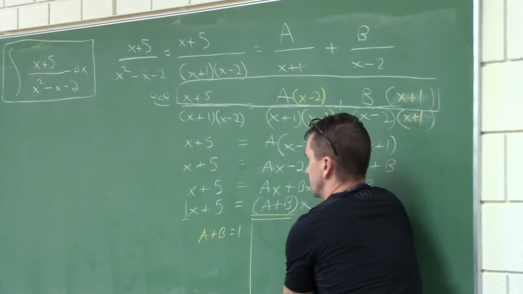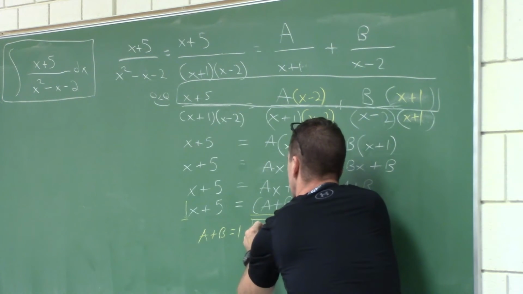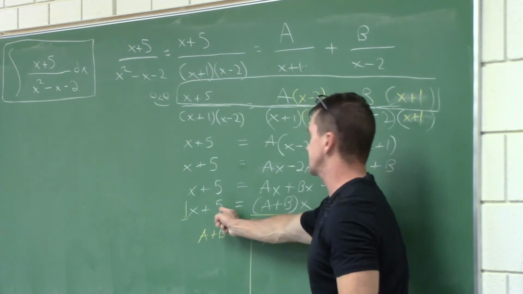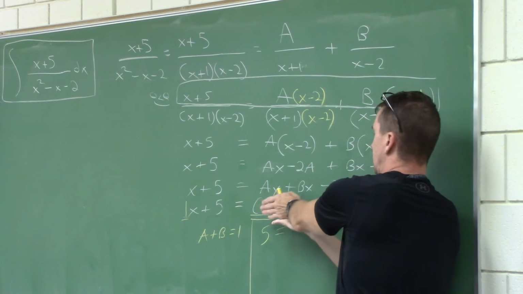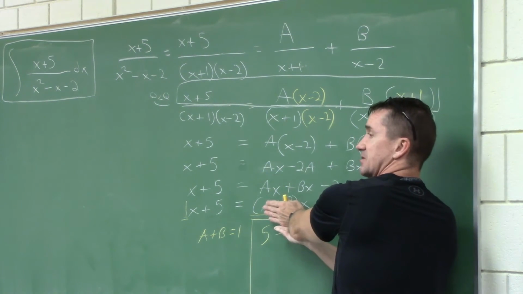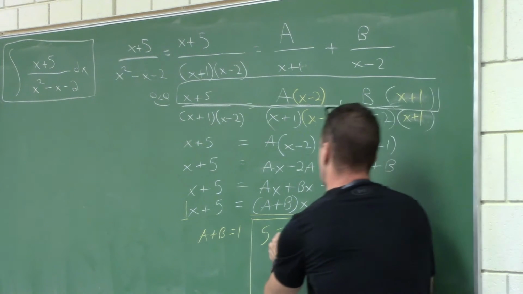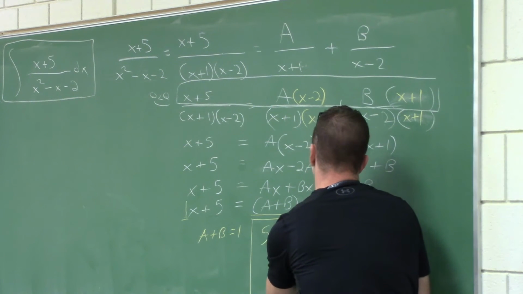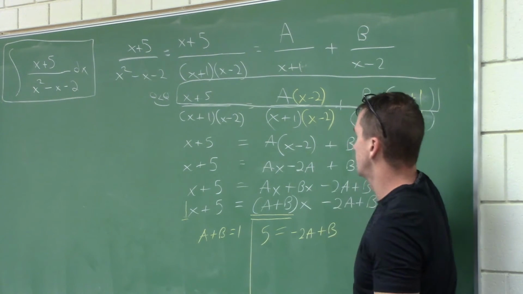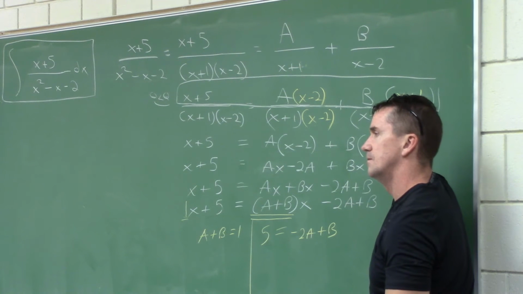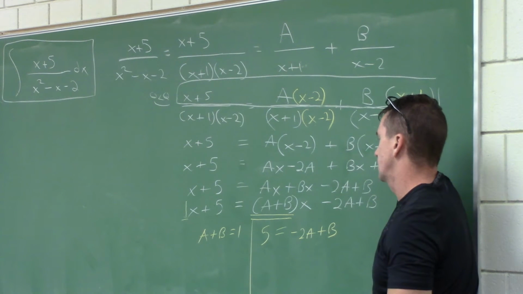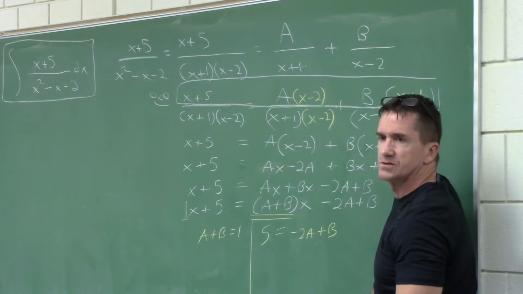What else has to be true? And what's the 5 going to equal? The 5 is the constant. That's going to equal everything that you have up here on the right side that doesn't have an x with it, which is the negative 2a plus b. And are we getting really close to figuring out a and b?